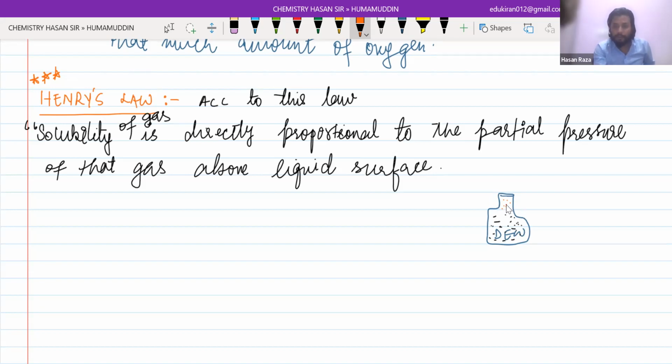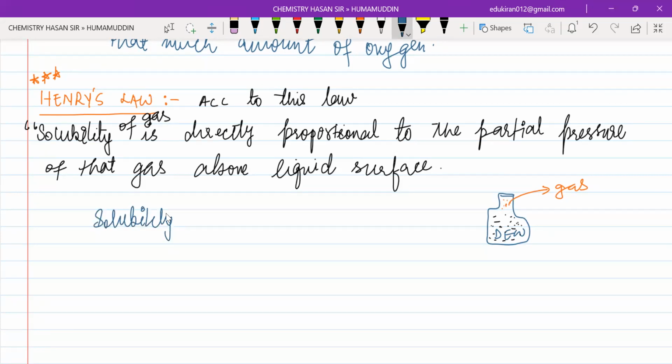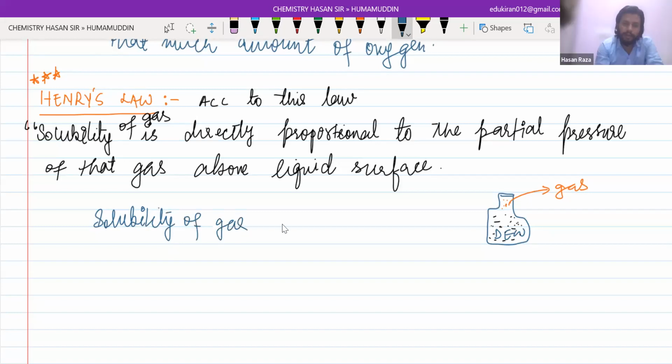That means the solubility of this gas will be directly proportional to the partial pressure that the gas is applying on the liquid surface. If the gas is applying more and more pressure on that liquid surface, the solubility of that gas will be more and more in that liquid. Are you getting my point? Yes or no? Yes, sir.